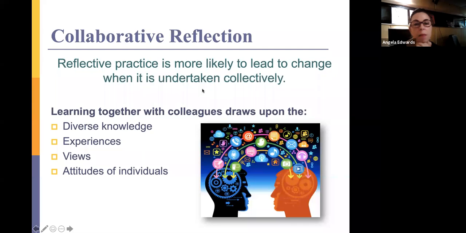So Bredesen 2002, one of our readings for this week, suggests that reflective practice is more likely to lead to change when it is undertaken collectively. So learning together with colleagues, it draws upon each other's diverse knowledge, experiences and views and attitudes of each individual within that group.